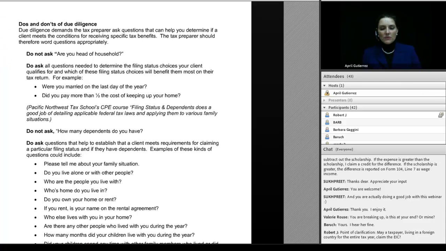So here are some do's and don'ts of due diligence. Due diligence demands the tax preparer ask questions that can help determine if a client meets the conditions for receiving specific tax benefits: earned income credit, head of household, a dependent, a tax deduction on their tax form, Schedule A, or on their business tax form. What are the types of questions you should ask?